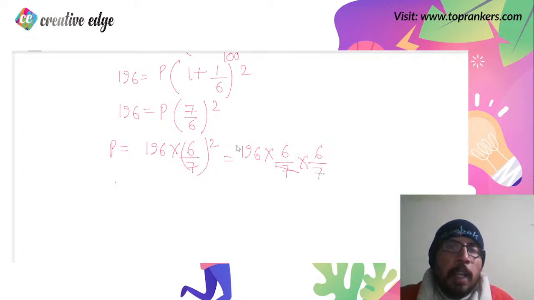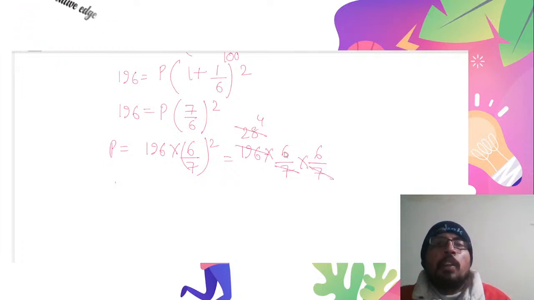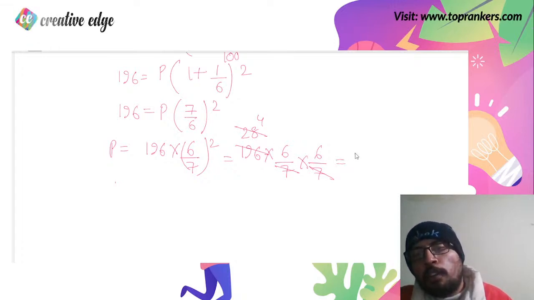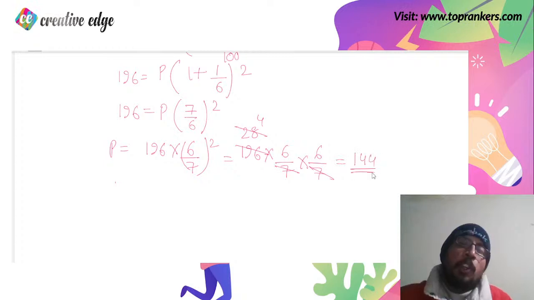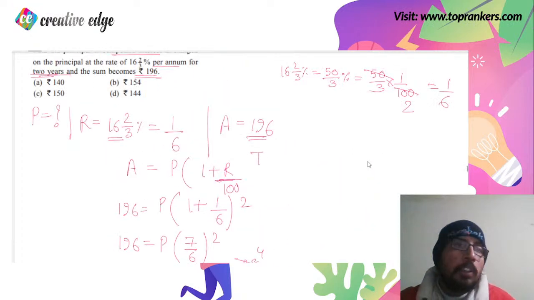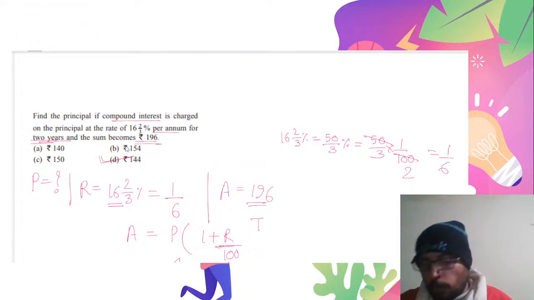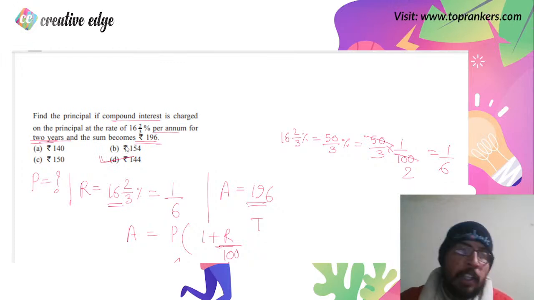So 7 times, this will be 7 2s are 14, 7 times 28, so 196 divided by 49 becomes 4. So it will be 6 into 6, 36, 36 into 4 is 144. This is what your principal is. So again okay, so our answer is 144, which is our correct answer.